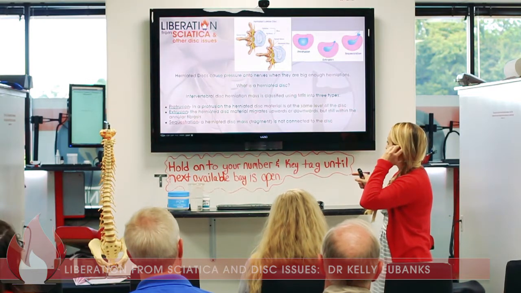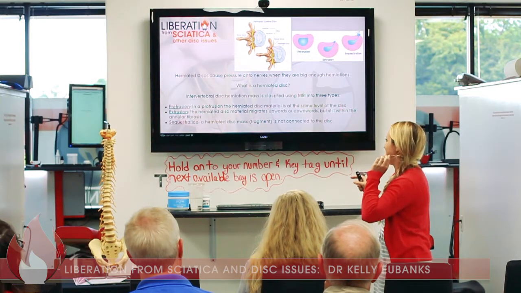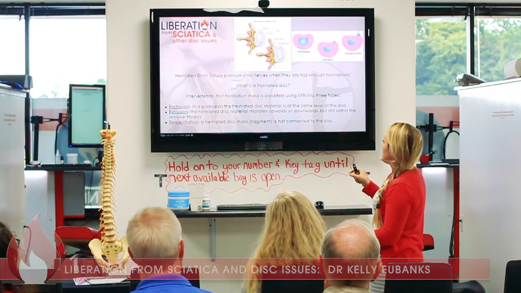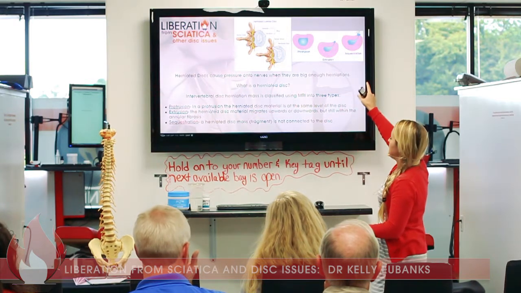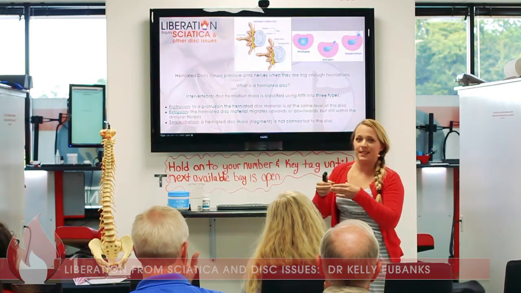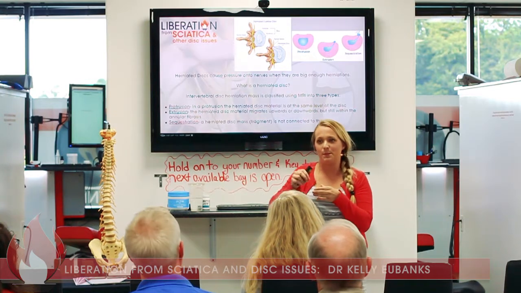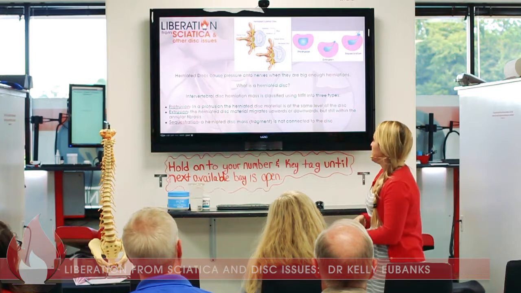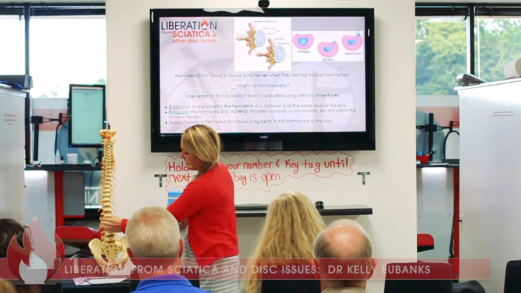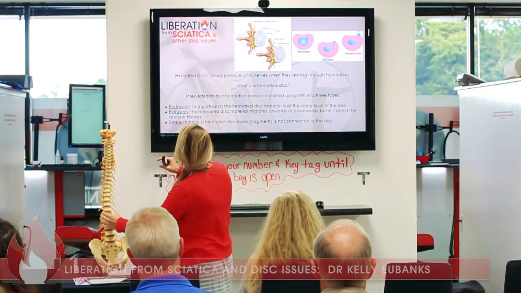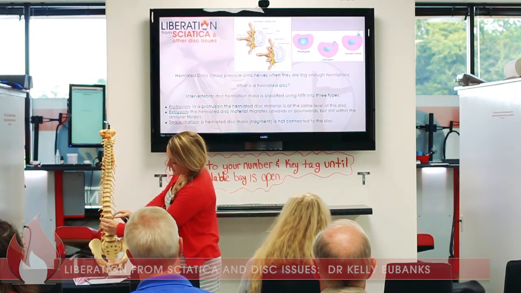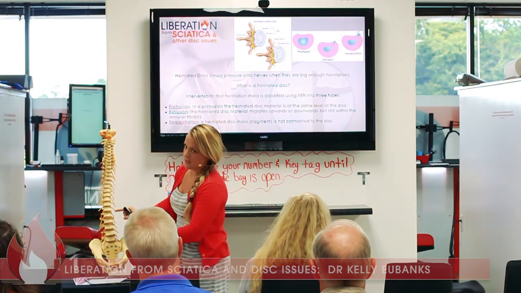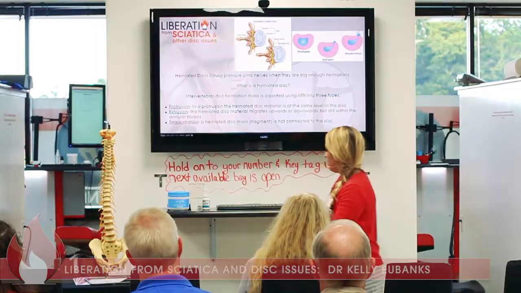In a sequestration, the fragment of the disc bursts, and like the jelly-filled donut, basically migrates upward or downward away from the disc. So you can have a herniated disc here, and if it's sequestered, then it's going to basically pop, and that disc material can go elsewhere in the body.